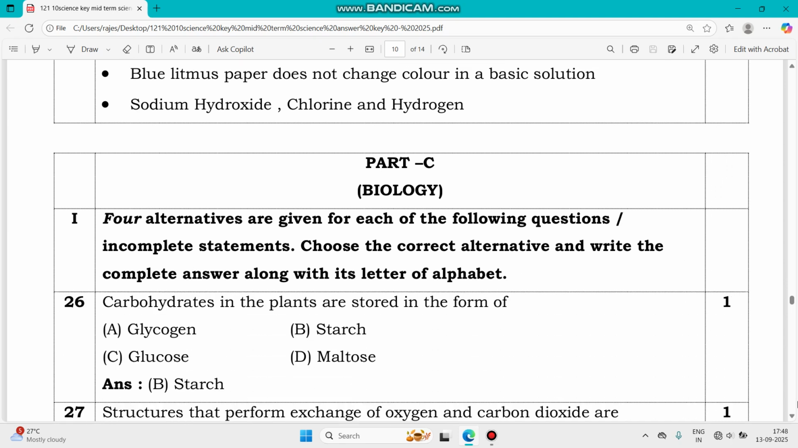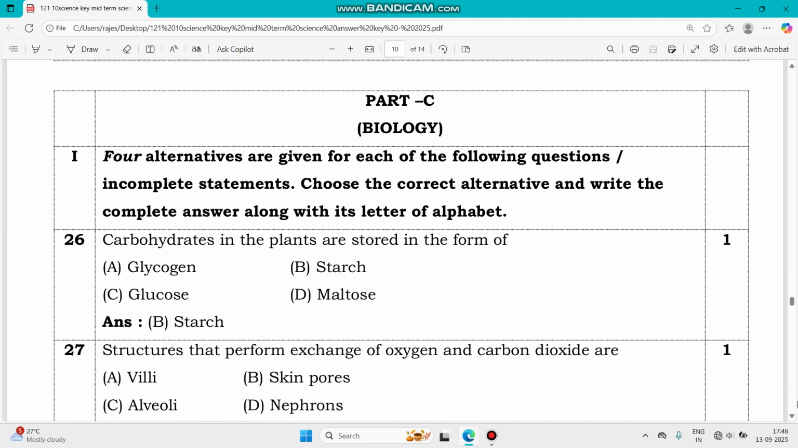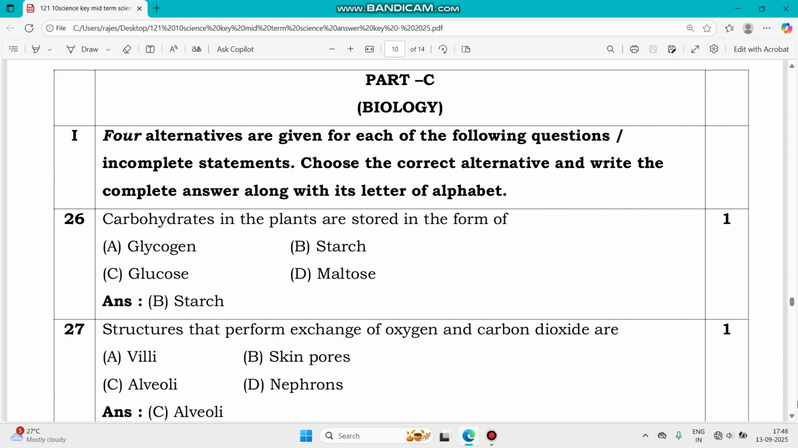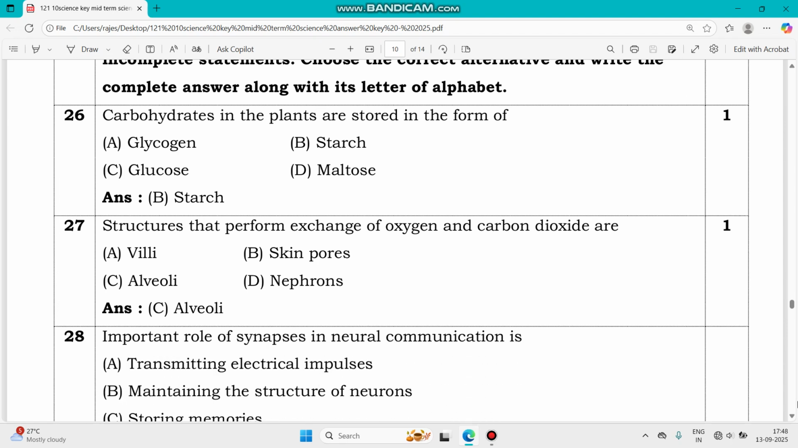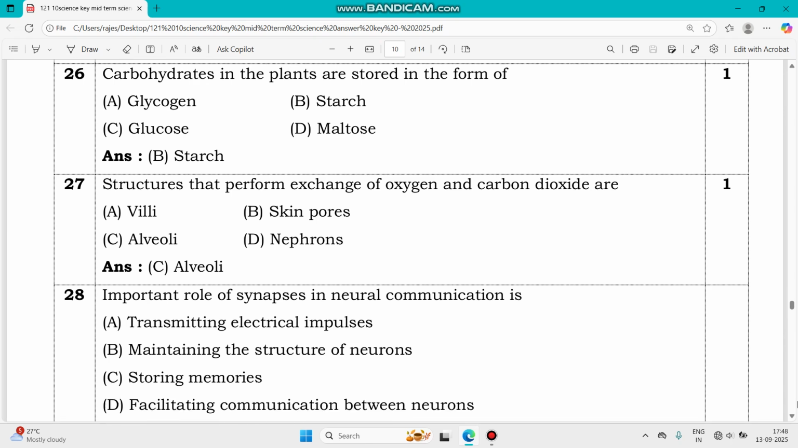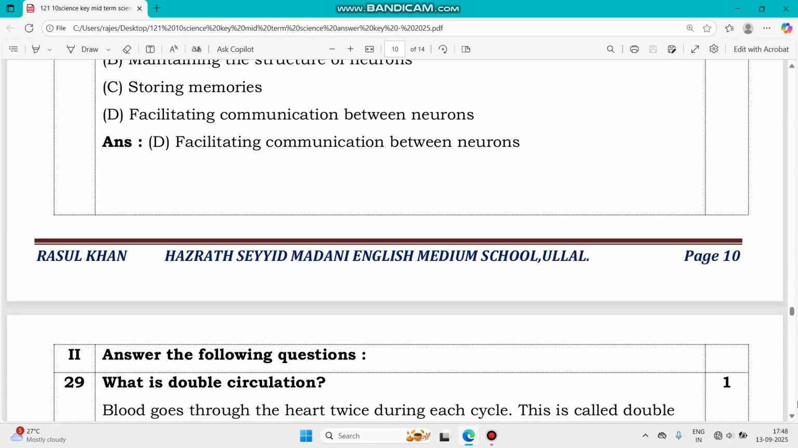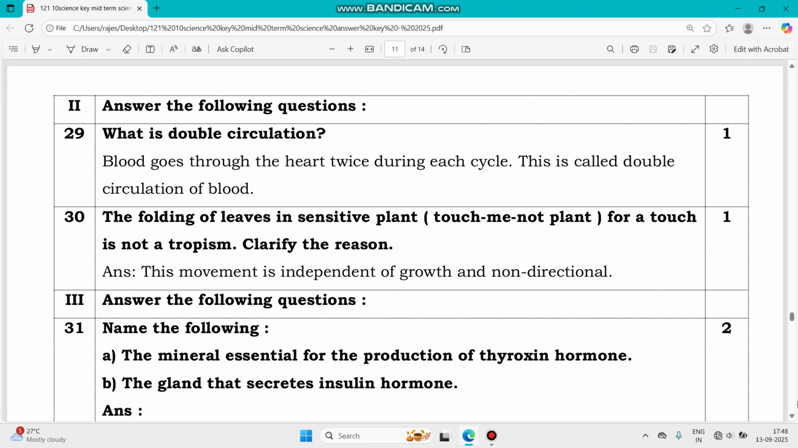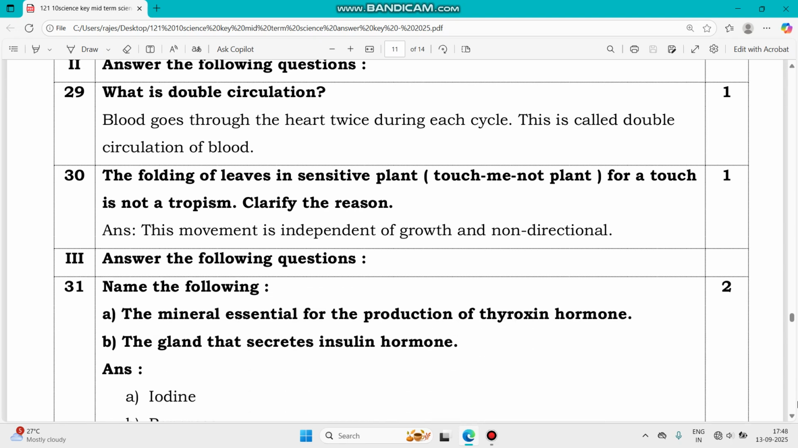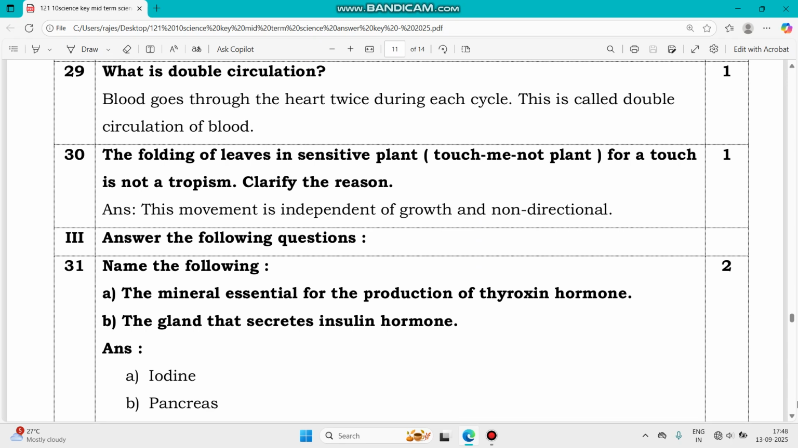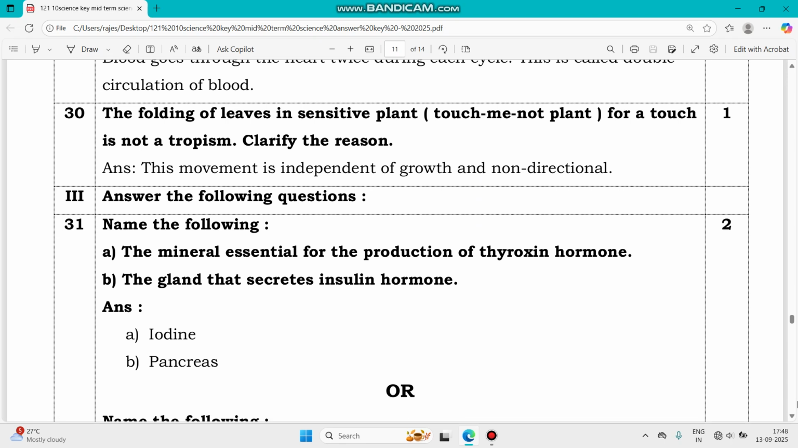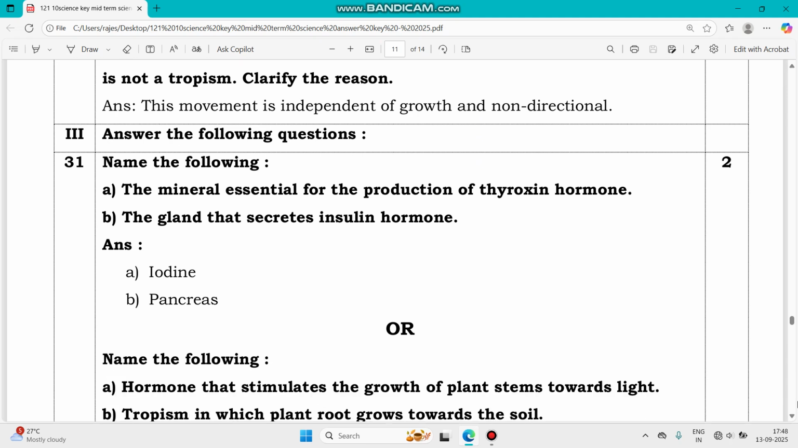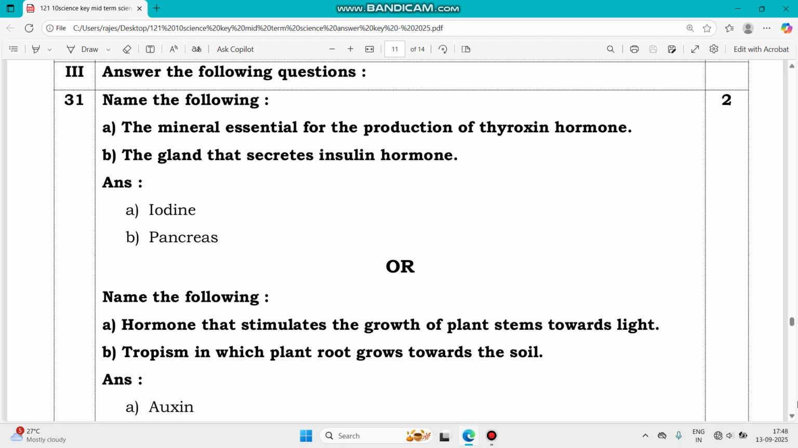So we come across biology, that is 28 marks. Carbohydrates in plants are stored in the form of starch. The structures that perform exchange of oxygen and carbon dioxide are alveoli. So what is double circulation? So this is the question. The folding of leaves in a sensitive plant, the movement is independent of growth and non-directional. So you are seeing a 2 mark question. The mineral essential for production of thyroxine hormone is iodine.